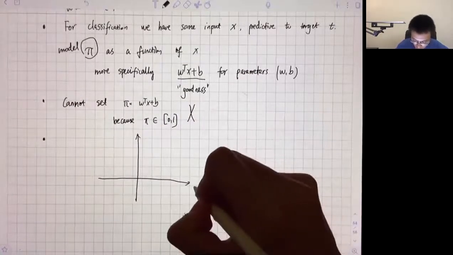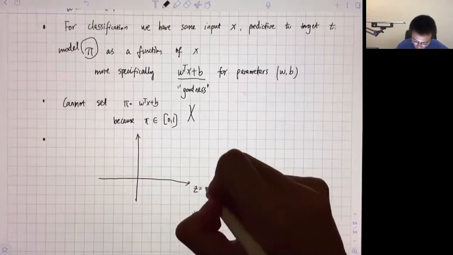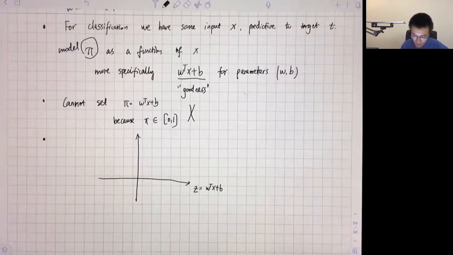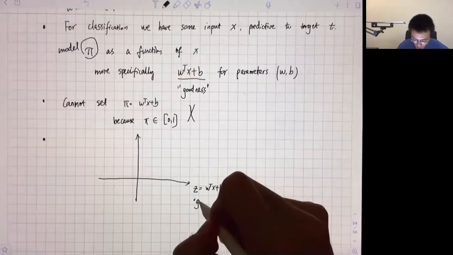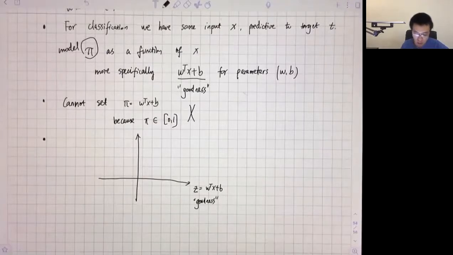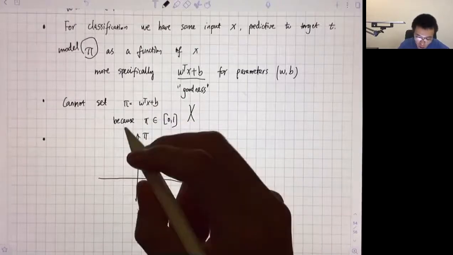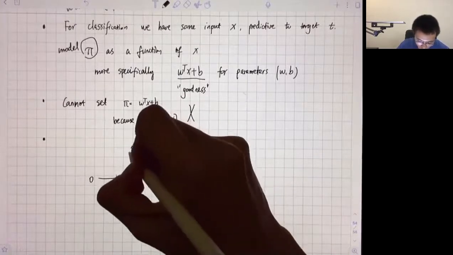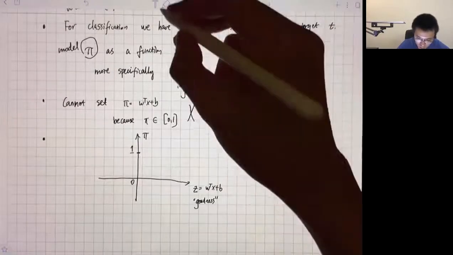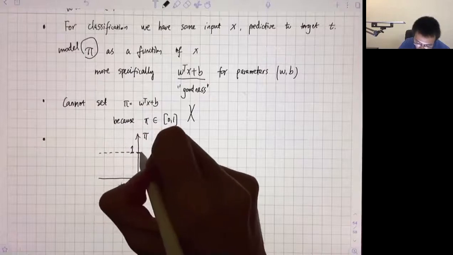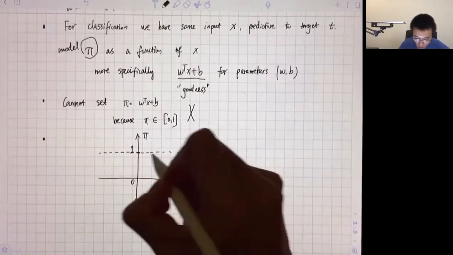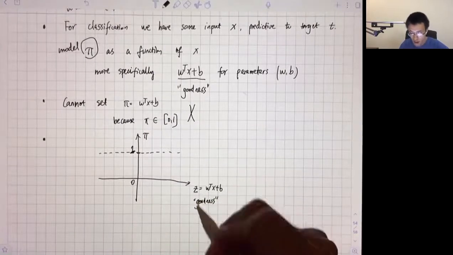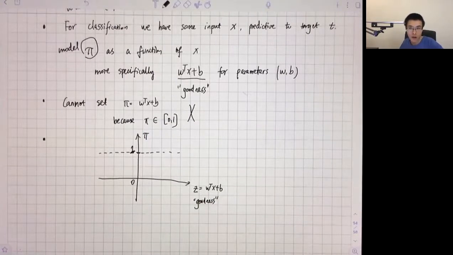So why not, let's say this axis, I call it Z, which is W transpose X plus B, okay? And this is my goodness. Whether my sample is good or not, is it more likely to be 1? And I want to define a pi between the region 0 and 1. So the pi must be bounded in this region. And I would like to say, if your Z is larger, then it's more likely to be a good sample and it's going to be predicted as 1. If it's less likely, then it's going to be predicted as 0.